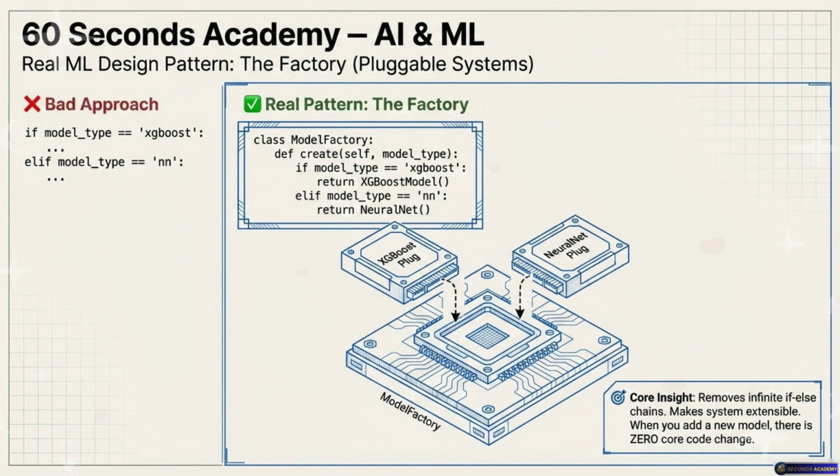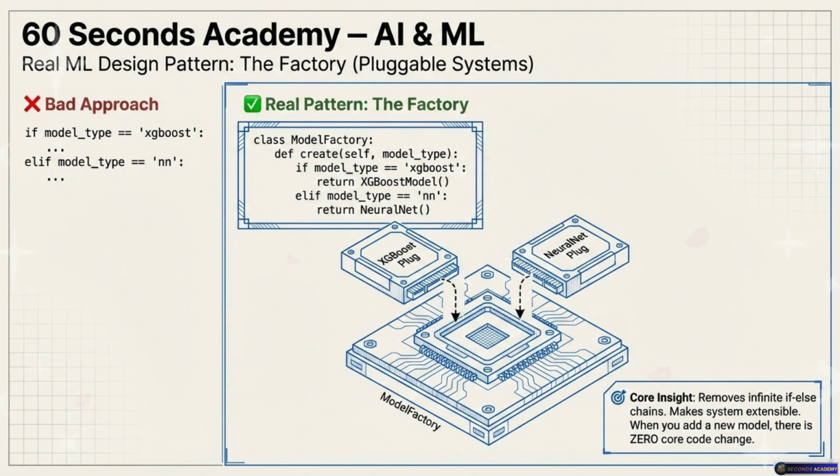Precisely. It removes the if-else chains completely from your main logic. It makes the system wildly extensible. Next year, when the hospital wants a new predictive model, you just add it to the factory's menu. You don't have to change a single line of your core application pipeline. Exactly. That is the ultimate plug-and-play architecture.